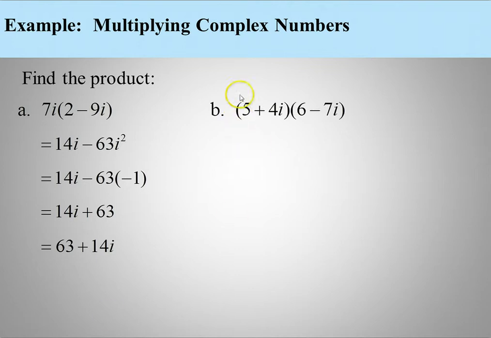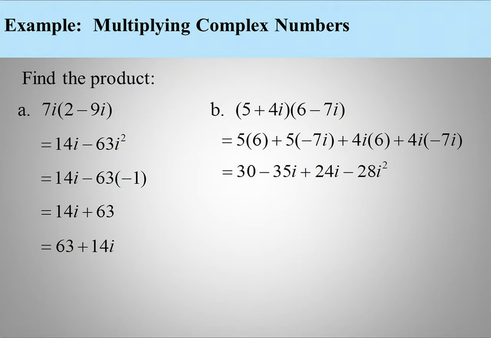Same thing again, just like how you distribute and do FOIL. That's exactly what you're going to be doing here. So let me show you. It's going to be 5 times 6, 5 times negative 7i, 4i times 6, 4i times negative 7i. Let's see what we get. 5 times 6 is 30, 5 times negative 7i is negative 35i, 4i times 6 is 24i.